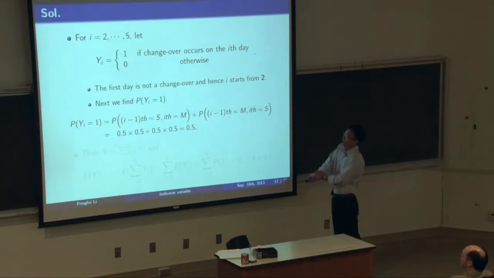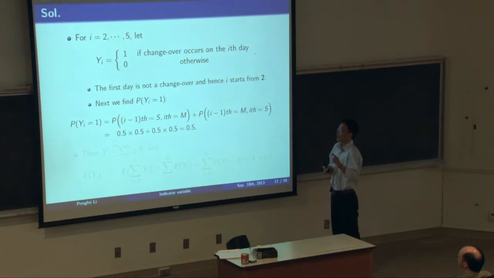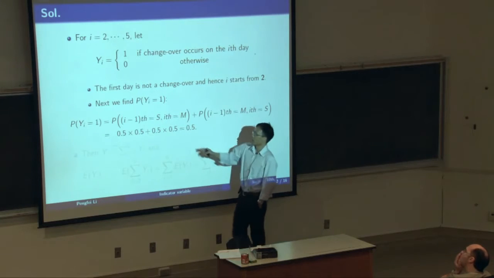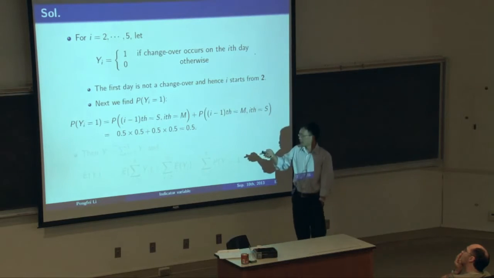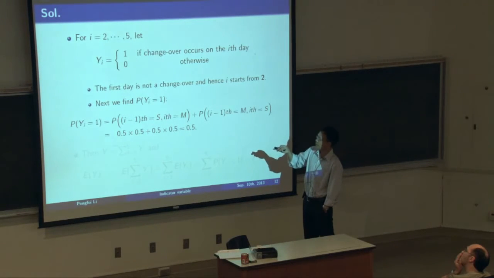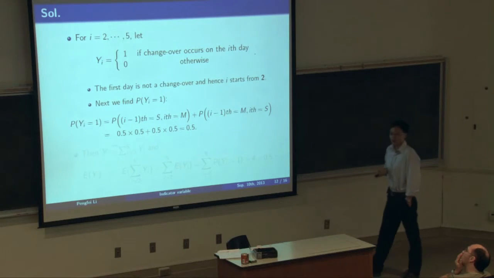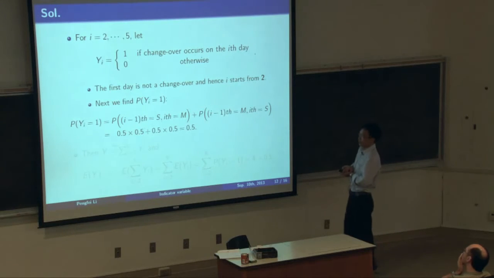Now, before I continue, I find the probability of Yi equal to 1. We have 2 types of changeover, from S to M, and from M to S. So the probability of Yi equal to 1, or the probability of having a changeover, is just the probability of going from S to M plus the probability of going from M to S. The first probability is 0.5 for this S, 0.5 for this M. The second probability we have 0.5 for M, 0.5 for S. So in total it is 0.5. So every day we have a 50% probability of having a changeover.